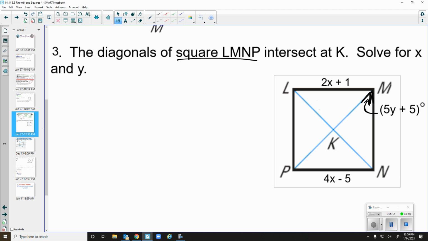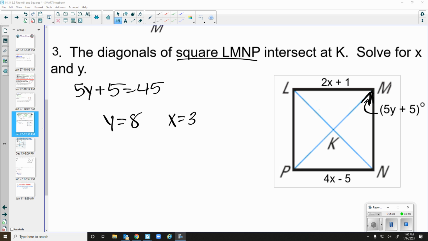Good. Rhombus means those diagonals bisect each other. The rectangle property, which the square also has, means that each angle is 90 degrees. So that means your 5y plus 5 equals 45. And then solving for x, that one's pretty straightforward. Y'all go ahead and solve both of those. Get both answers.